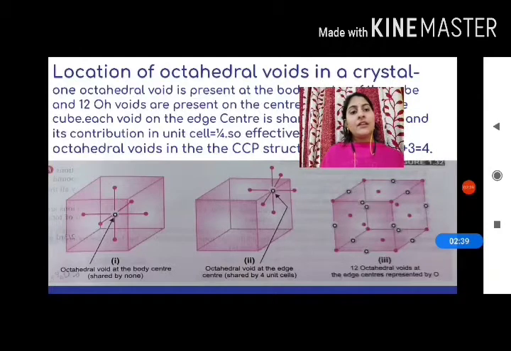The first figure represents the octahedral void at the body center, which is shared by none. The second figure represents the octahedral void at the edge center, which is shared by the 4 unit cells, and the third figure represents the 12 octahedral voids at the edge centers, represented by O.